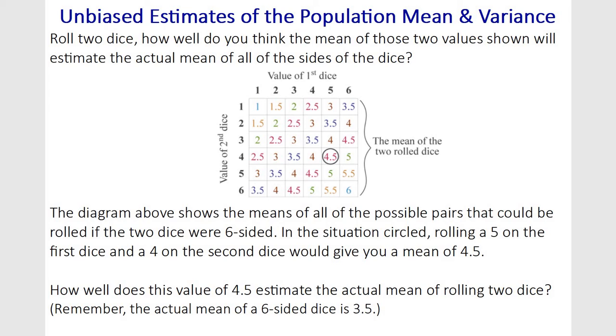Okay, so now let's see if our estimates are unbiased to represent the population mean and variance. If I'm rolling 2 dice, I want to see if the mean of those 2 dice represents the mean of all the other sides. I want to see if this is unbiased, a good representation. The actual mean of a 6-sided die is 3.5. So what if I roll a 4 and a 5 and I get 4.5? Is that a good estimate of my actual mean?